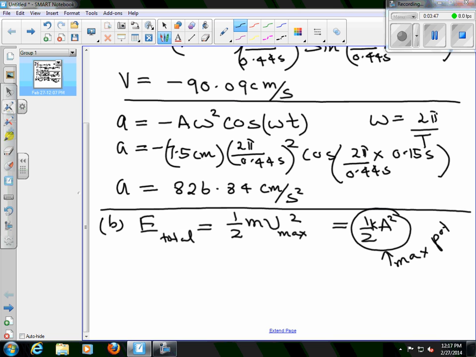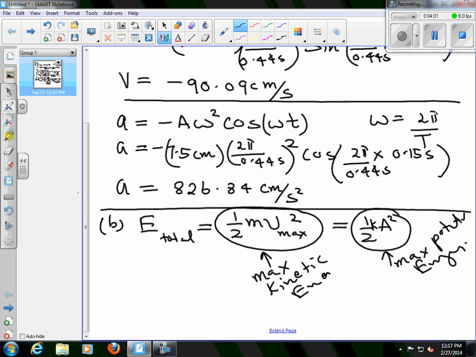Maximum potential energy. And this is the maximum kinetic energy. Maximum kinetic energy. Okay, so if it says the energy of the system, you have to calculate one of them, not both. Because you can have maximum potential energy and maximum kinetic energy together.